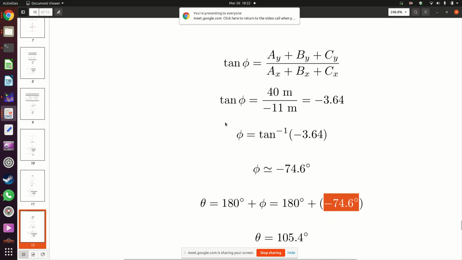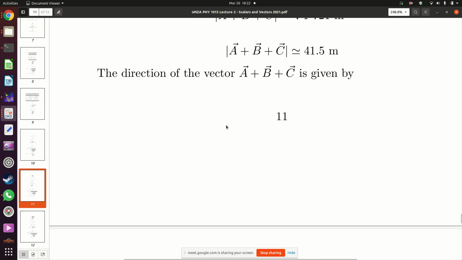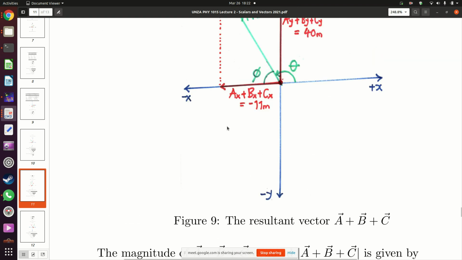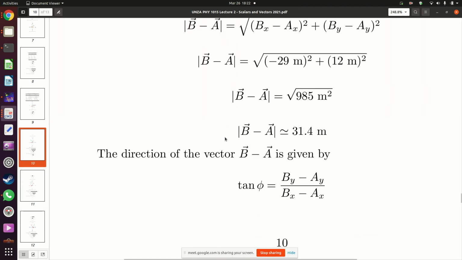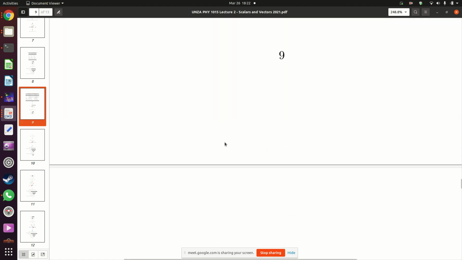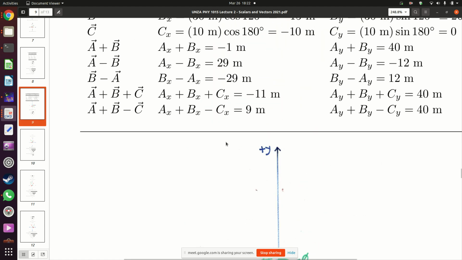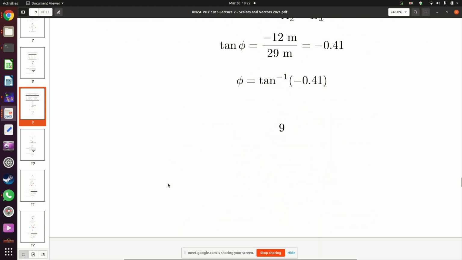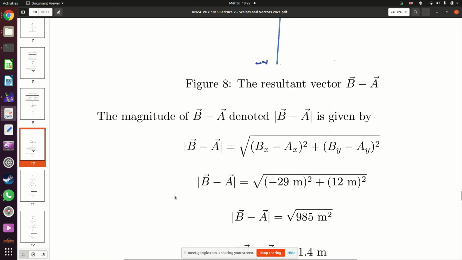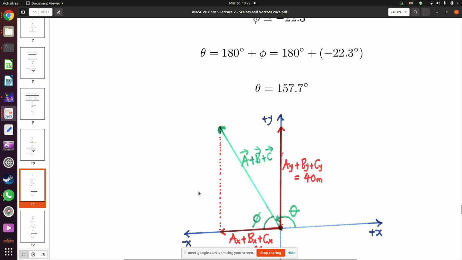Last but not the least is A plus B minus C. Go to the table. Here, A plus B minus C along the x-axis is 9 meters, and along the y-axis, A plus B minus C is 40 meters. So both the x component and the y component in this case are positive.